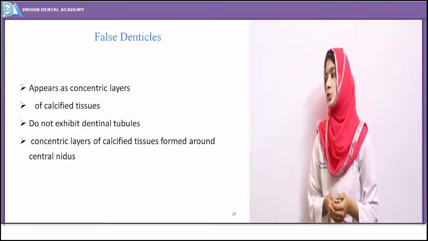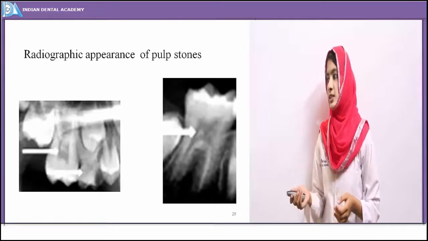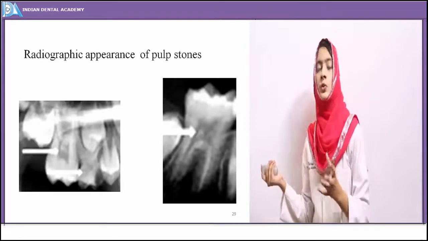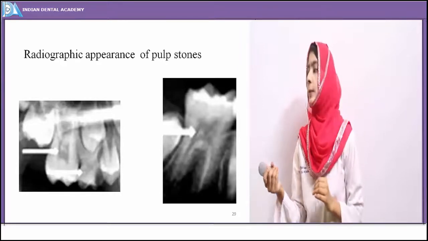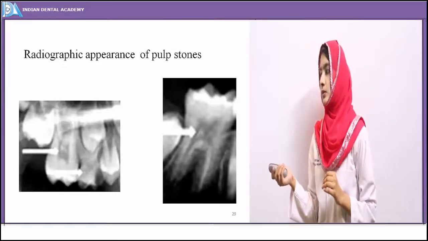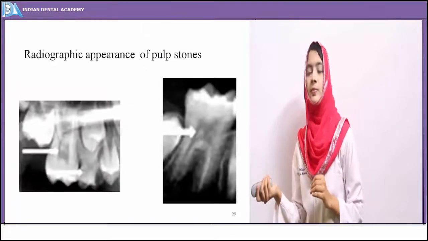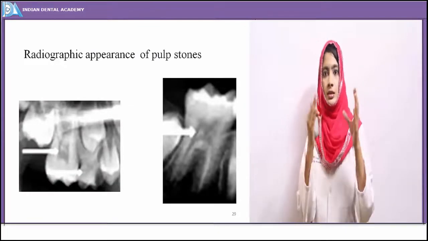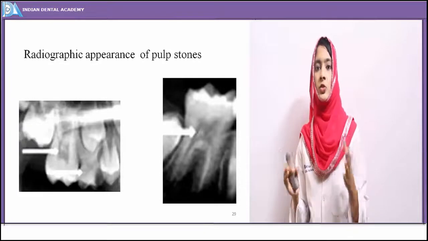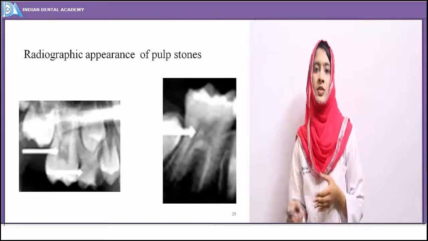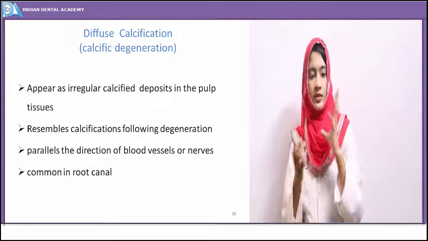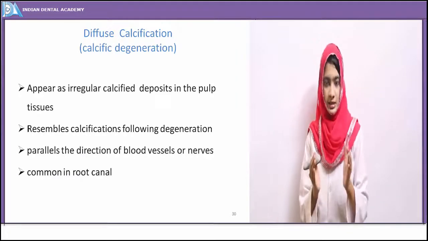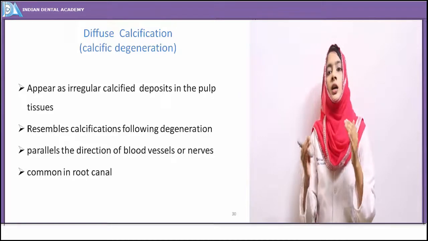What the central nidus is, is not known, but the tissue is arranged in concentric layers. Now we can see the radiographic appearance of pulp stones. Clinically, you can just see a calcified tissue located in the pulp chamber. The radiograph is not that clear, but you can see in the middle of the radiolucent pulp chamber some calcified tissue. Pulp stones or denticles are seen in the pulp chamber.